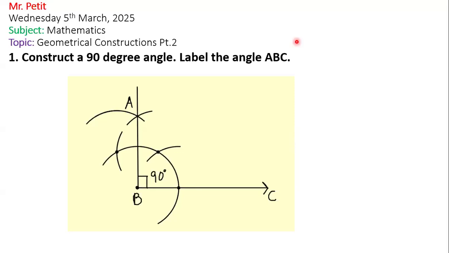Anyone did it with the software? I tried the software, but it wasn't working. Excuse me, Mr. Petit, go ahead. Is it okay if I freehand it because I don't have the geometry set? If you don't have the geometry set, you could freehand it once you have an idea of how to do it. That's the most important. Miss Petit, go ahead. I did it on the website.